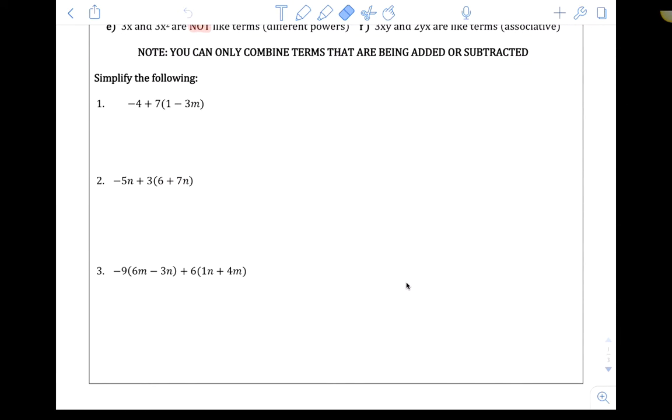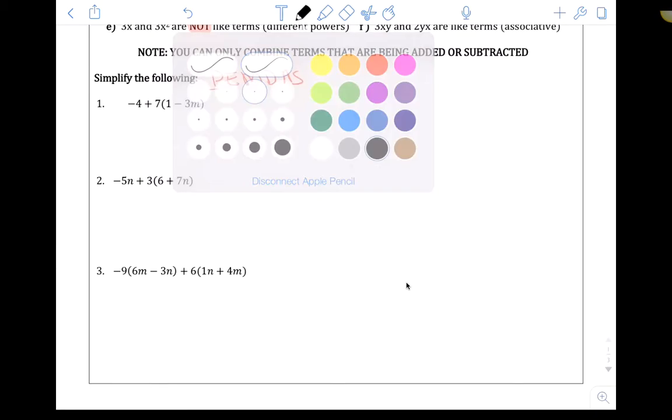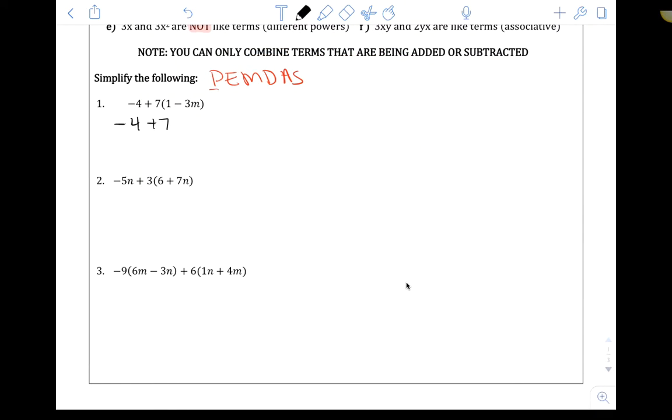So we're asked to combine like terms, and remember, you can only combine terms that are being added or subtracted. So what we need to do is perform the order of operations first, which would be PEMDAS, in order to simplify this so we know what terms we are adding or subtracting. The P in PEMDAS means I need to take care of these parentheses first. When I look at those parentheses, nothing on the inside can be combined. So I cannot simplify negative 4 plus 7. I cannot simplify that 1 minus 3m because these are not like terms.